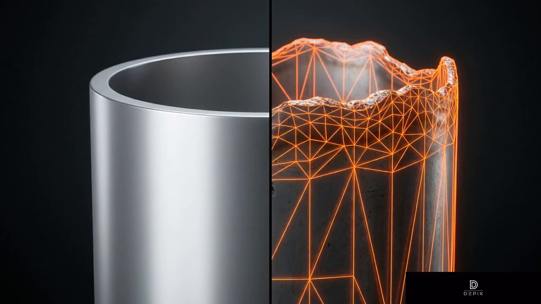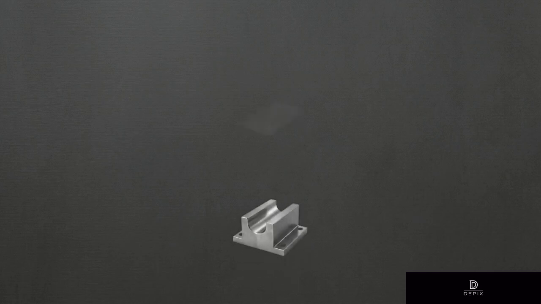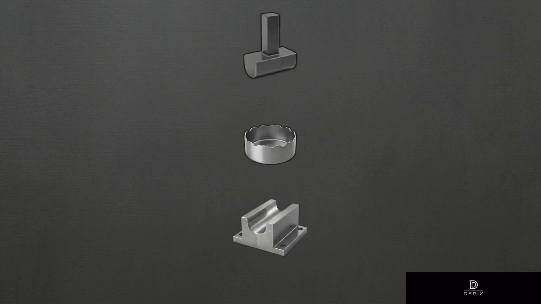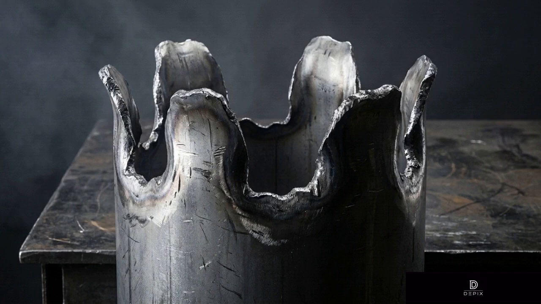Engineers have a specific measurement for this unequal material flow. They call it the R value, or planar anisotropy, often written as delta R. You can see the physical consequence of this measurement if you try to press a flat sheet of metal downward to form a simple cylinder. Because the metal responds differently depending on which way it's pulled, the rim of the drawn cup doesn't stay level. It grows wavy protrusions called scalloped ears.